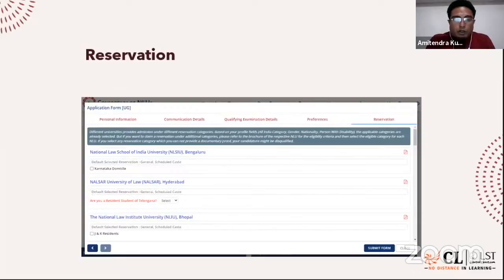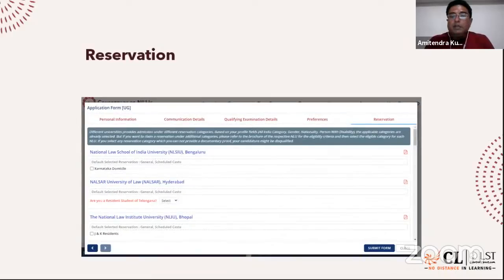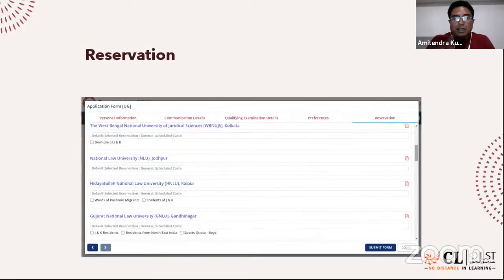Now, there are a lot of national universities which are providing reservation for the students from the state of Jammu and Kashmir. As you can see, Bhopal is asking whether you are a JNK resident. If you are a JNK resident, please click on that checkbox wherever applicable. Similarly, NUJS Kolkata is asking whether you are a domicile of Jammu and Kashmir. If you have the domicile certificate already available, please click on that checkbox. Now you can see Jodhpur doesn't prompt for anything because it has no reservations at all.